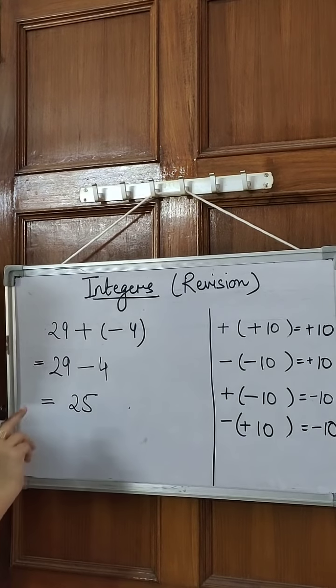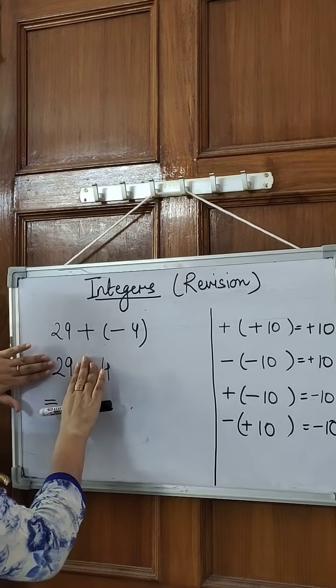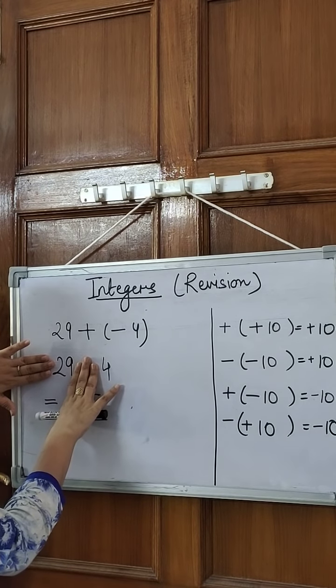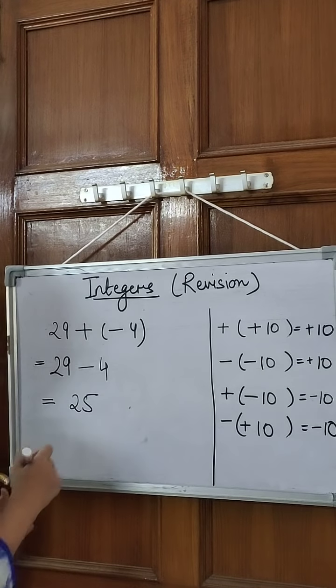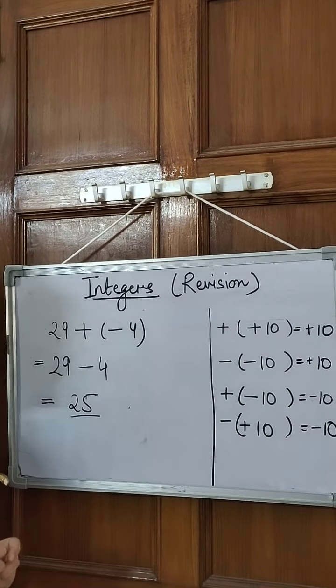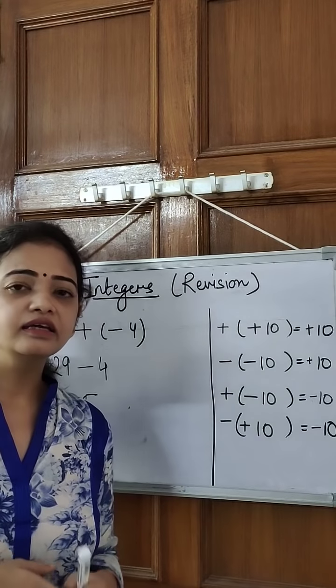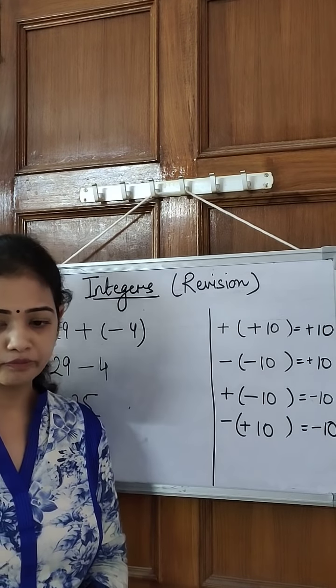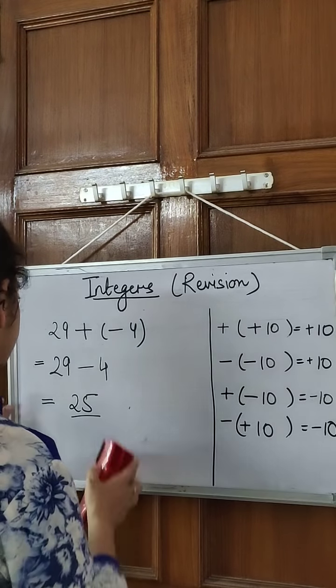Now we have to put the sign of the bigger number. If I see these two numbers, 29 and 4, 29 is greater, yes, and 29 is positive. So 25 is also positive. The answer of this will be plus 25. Now this same concept we can apply even if I have more than two numbers. So let's take an example where we have more than two numbers.